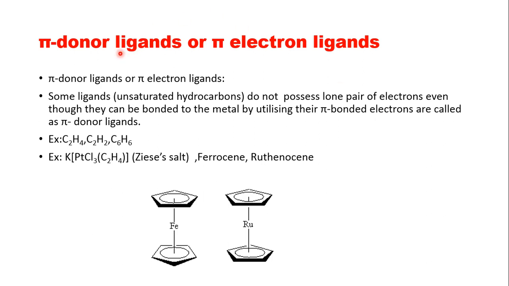While in pi donor ligands or pi electron ligands, even though the ligands do not possess a lone pair of electrons, they can still bind with the metal center through pi bonded electrons. Such ligands are called pi donor ligands. For example, C2H4, C2H2, C6H6. Examples of such complexes are ferrocene or ruthenocene, and Zeise's salt, in which pi bonded electrons are utilized to bond with the metal center.